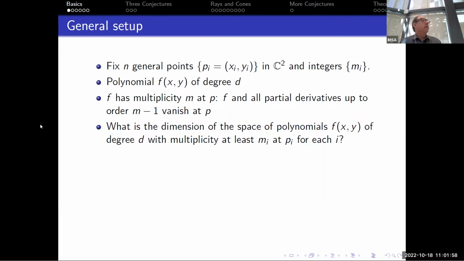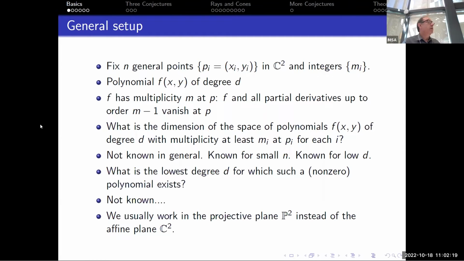If m is 2, then both linear derivatives are 0 as well, so you have a double point, etc. And so the question you can ask, if you fix the points and fix these multiplicity conditions, is what is the dimension of the space of such polynomials? This is not known in general. It's known for small numbers of points, it's known for small degrees, but it's not known what the dimension of this vector space is.